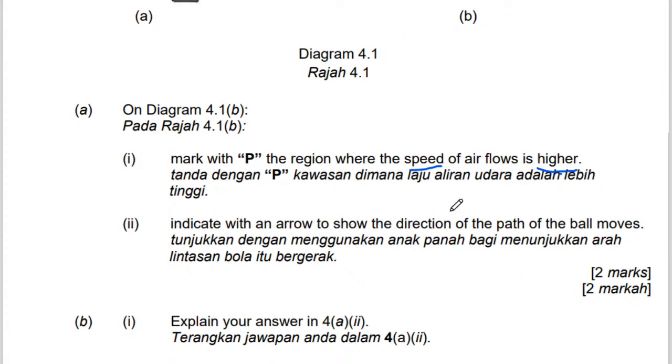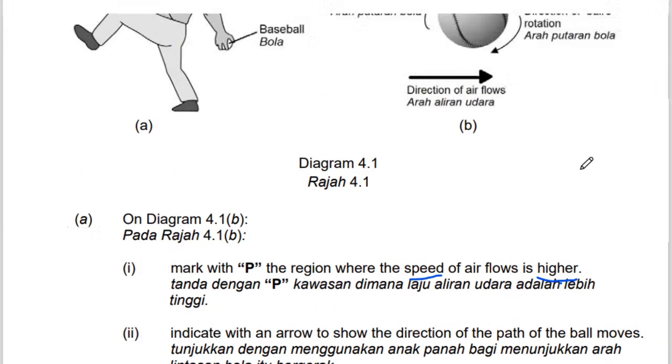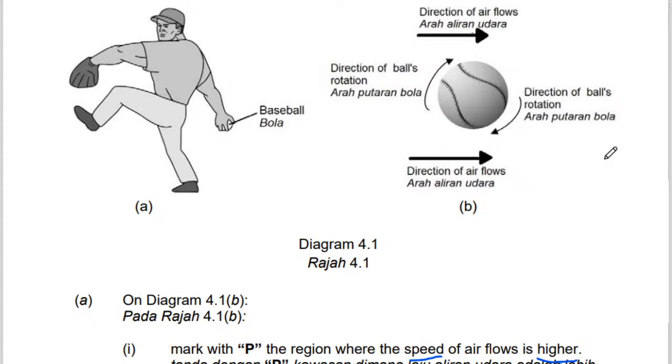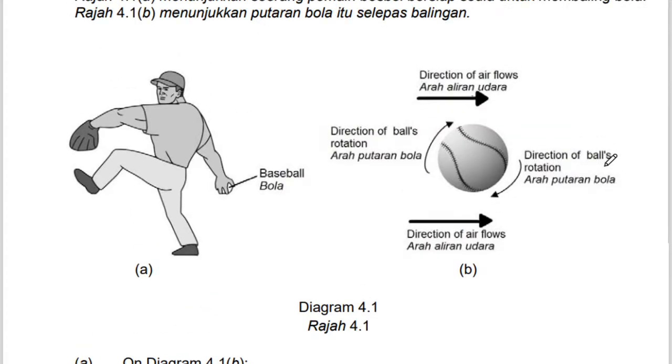Indicate with an arrow to show the direction of the path of the ball move. Okay, so first you need to label where the speed of airflow is higher. So now you see the spinning is like that, right? So when the ball is spinning like this, here also the arrow is like that, and then here it will continue like that. So you look at the direction of the ball spinning and the air. If they have the same direction, it means that the air there will be at high speed. So here will be higher speed, faster up here.